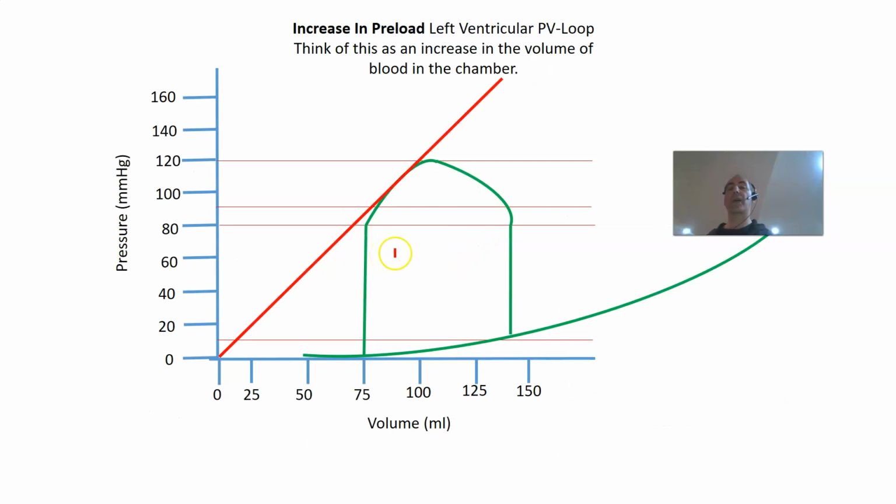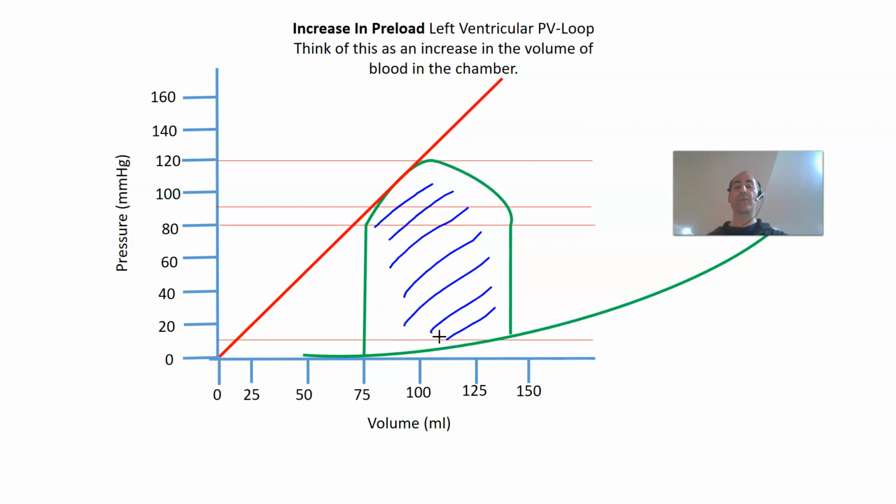So this is a generic, normal left ventricular PV loop that you can use for lots of practice. In this particular example, we're going to use something called an increase in preload. So first, let's define the preload. Preload is the amount of fluid that's in the chamber before contraction begins. So that's all that is.